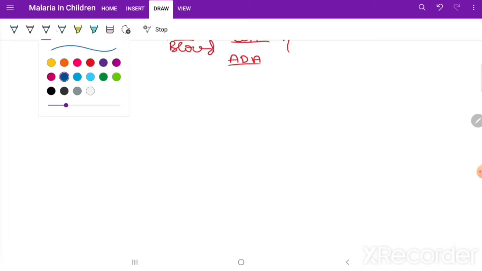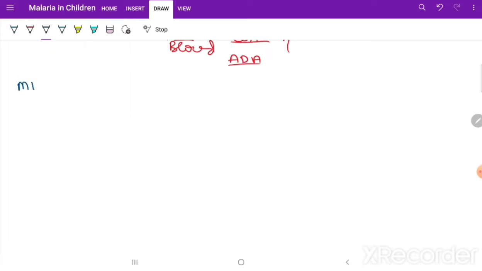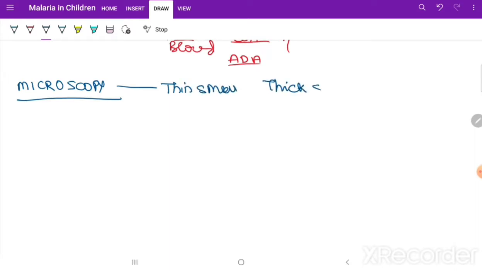All right, now coming to the microscopy per se, which is the gold standard I have told. Now there are two types of smears you need to know. There is a thin smear and there is a thick smear. If your ward has the collection of smears there itself, in the bedside ward you might have seen the collection of the smears, and at the same time you might have seen it in the NVBDCP lab which is present in your institute.